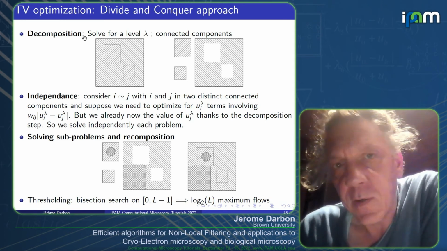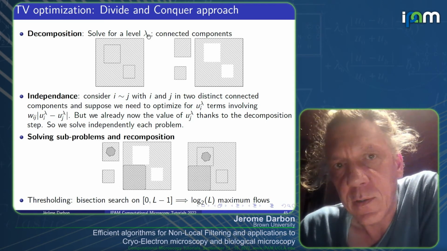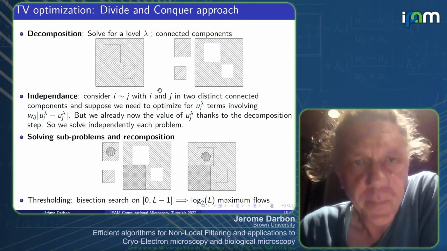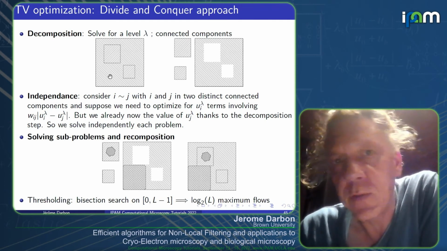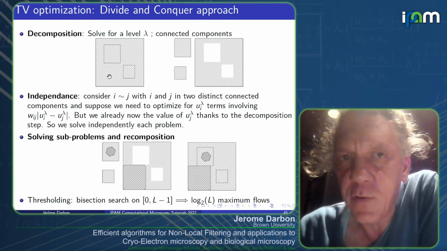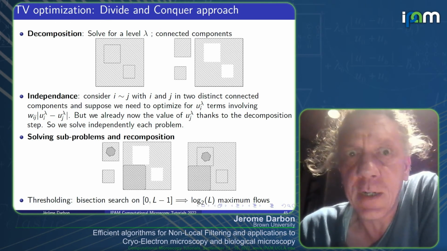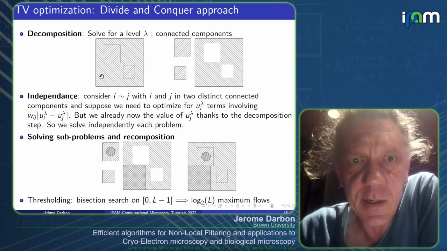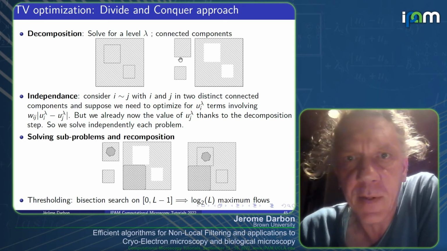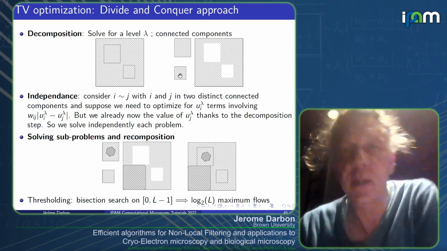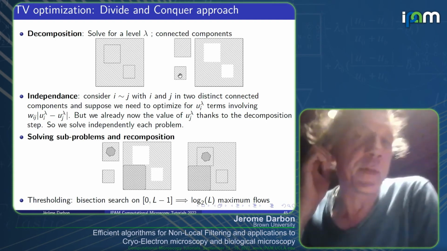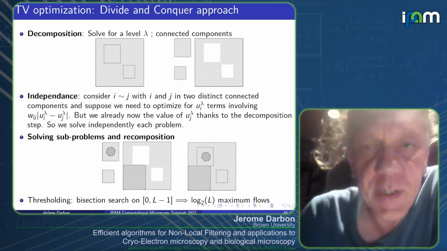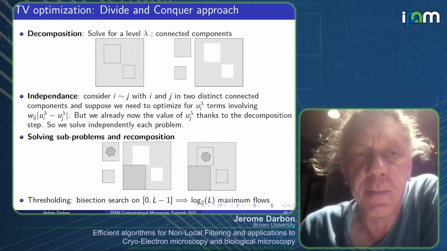You first solve your binary optimization problem at level lambda. Now, for each pixel, you know if the optimal solution is less than lambda or more than lambda. So let's say that that part here is less than lambda, and the other one are more than lambda. We compute the connected components, and then we say we're going to minimize independently each of them.